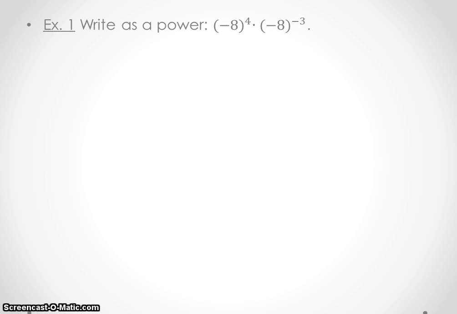All right, finally, we have an example here. It says write as a power. So we have negative 8 to the fourth and negative 8 to the negative third power. Now notice, I'm just going to rewrite this here: negative 8 to the fourth times negative 8 to the negative third power.